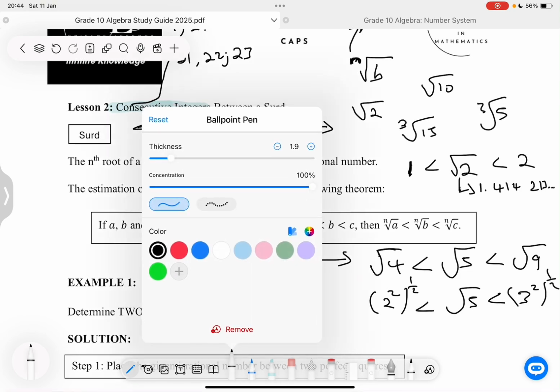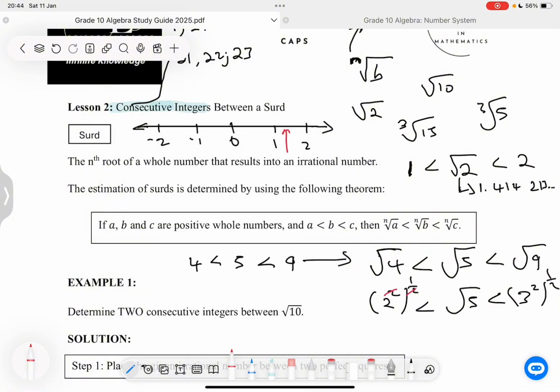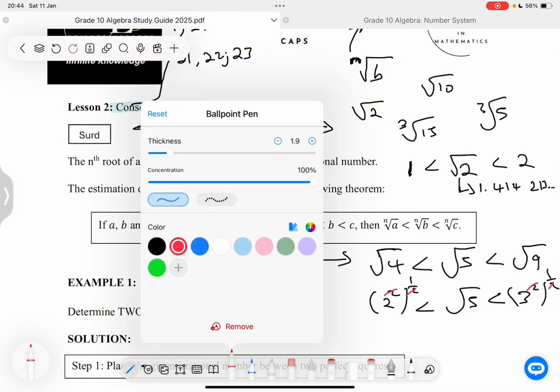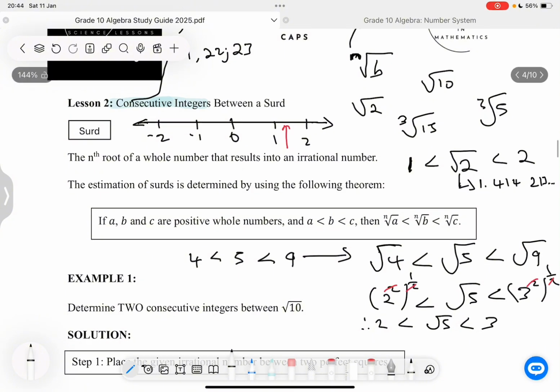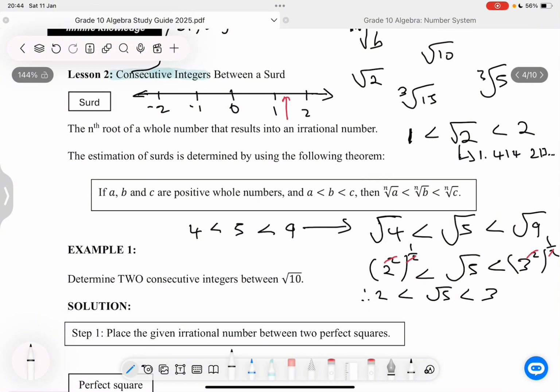Now the 2 and the 2 would cancel, and the 2 and the 2 will cancel also here, so that now I'm going to be left with 2 is less than root 5, which is less than 3, right? So this is what the theorem says, right? And you can see that this is true, because the 2 is less than root 5, and root 5 is smaller than 3, right? And we are able to do this without a calculator, right?